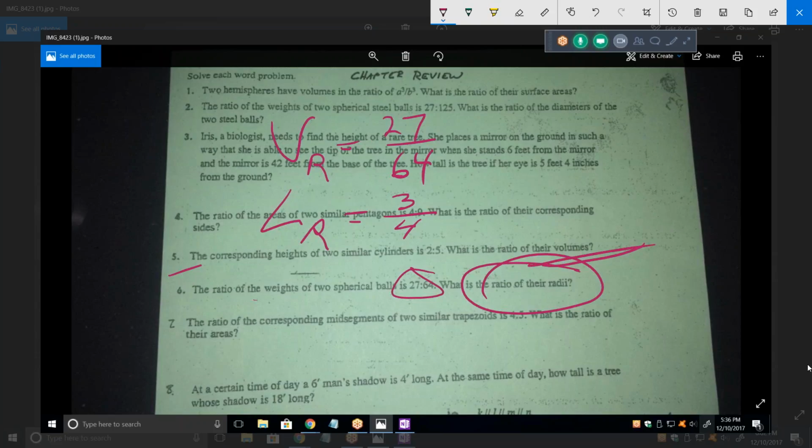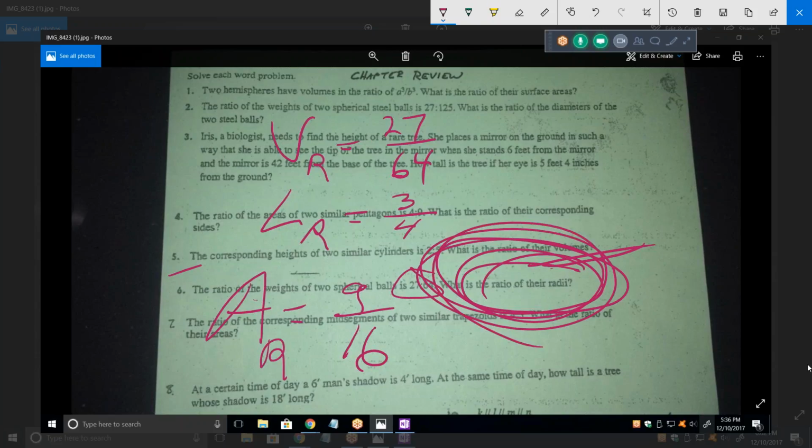Now, what are they asking for? We have the volume ratio. We have the linear ratio. We don't have the area ratio. What would the area ratio be, just in case they were asking for it? 9 over 16. Which one are they asking about?